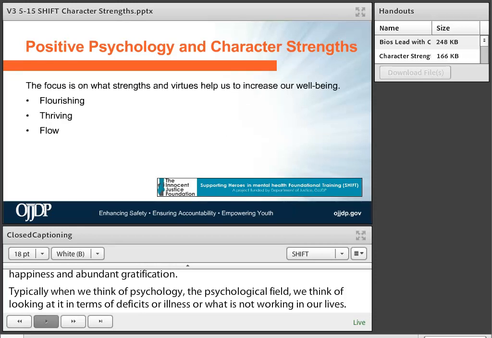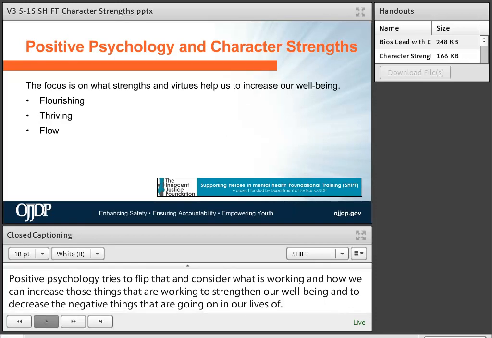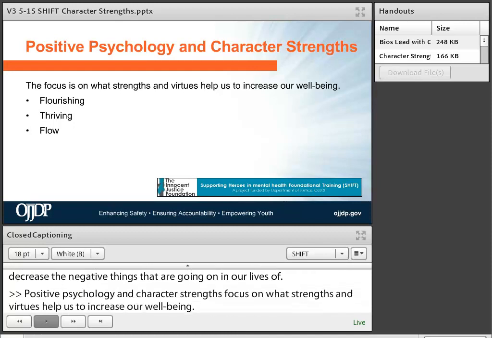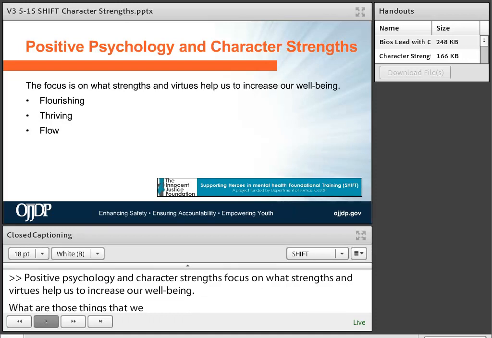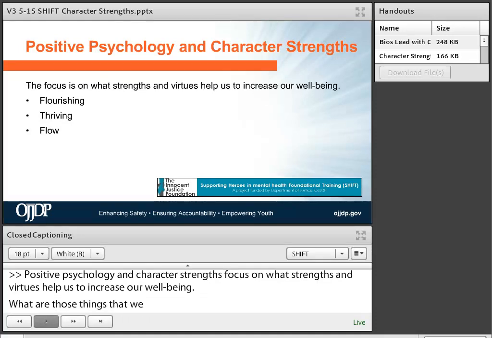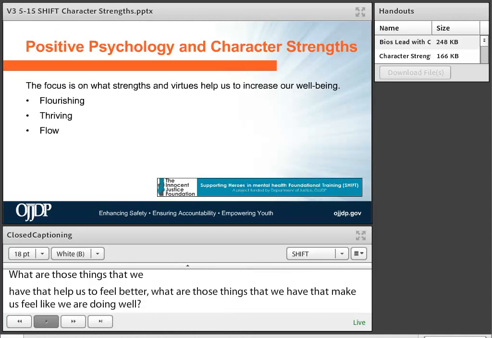So positive psychology and character strengths, the focus is on what strengths and virtues help us to increase our well-being. So what are those things that we have that help us to feel better? What are those things that we have that make us feel like we're doing well? Some of the words that they use: flourishing. Flourishing is like finding fulfillment in our lives, accomplishing meaningful and worthwhile tasks, connecting with others. When we're in a place of flourishing, that's what it's like.